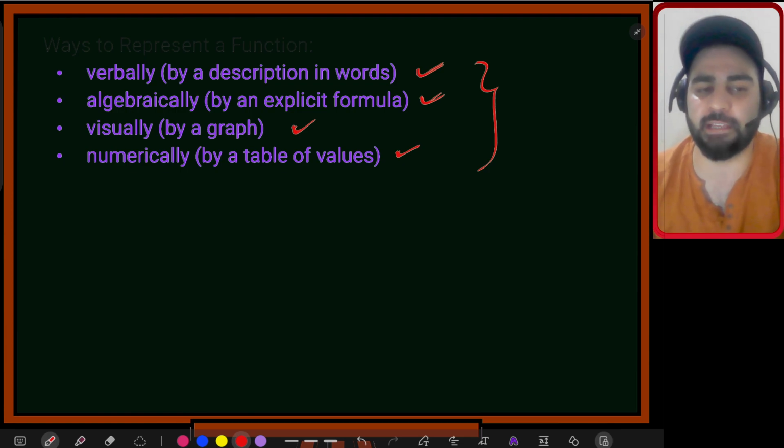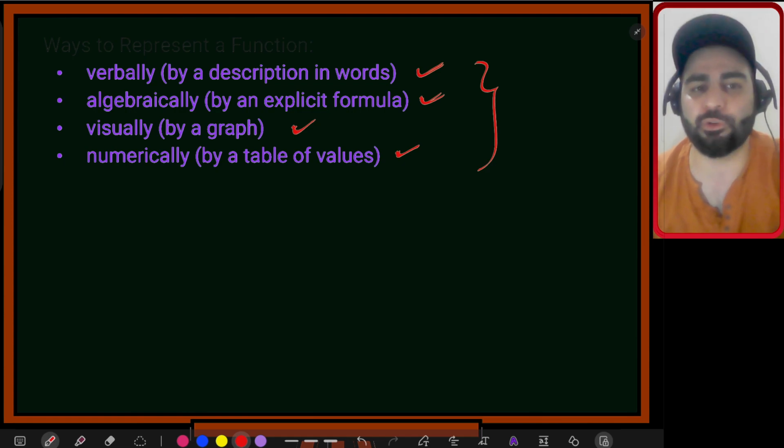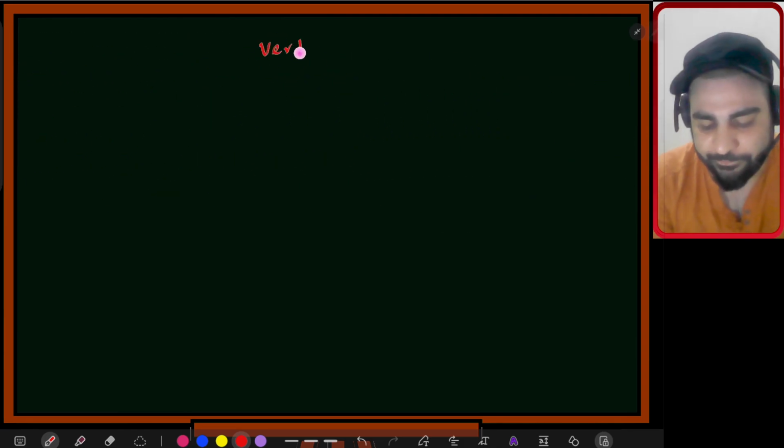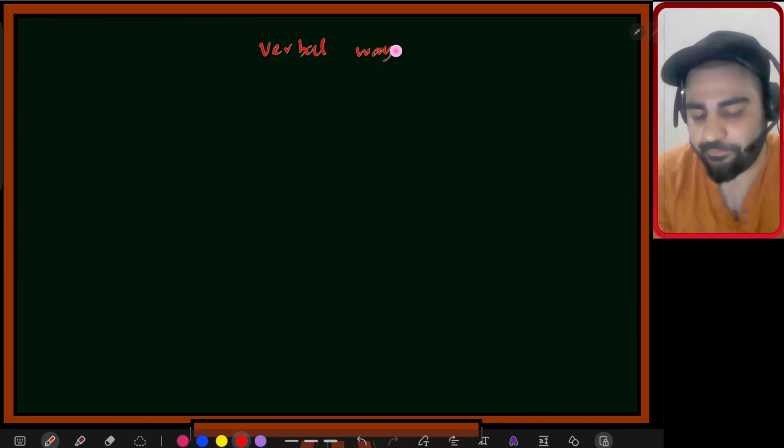The first way is that I'll verbally write it. So if I am writing that thing verbally, how can I do that? Okay, so let's suppose, in a verbal way, how will we write this verbally? So, the verbal way of representation.